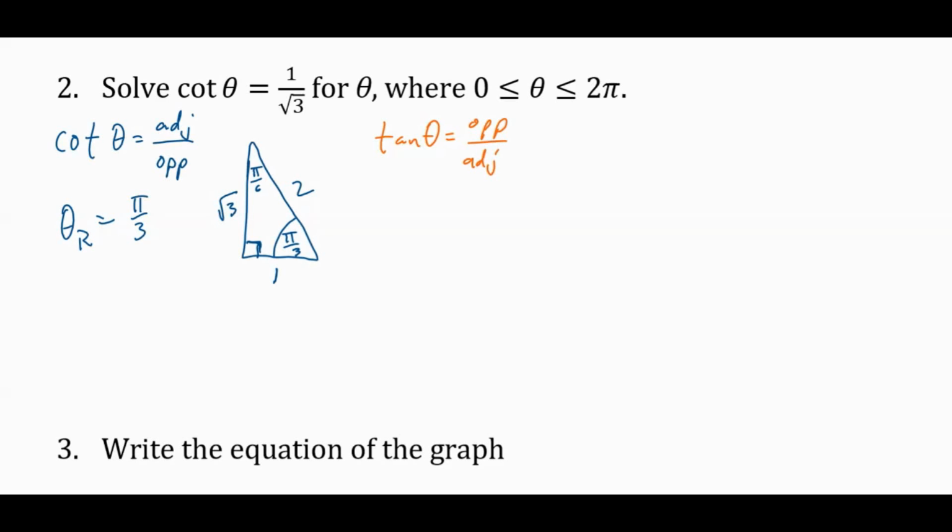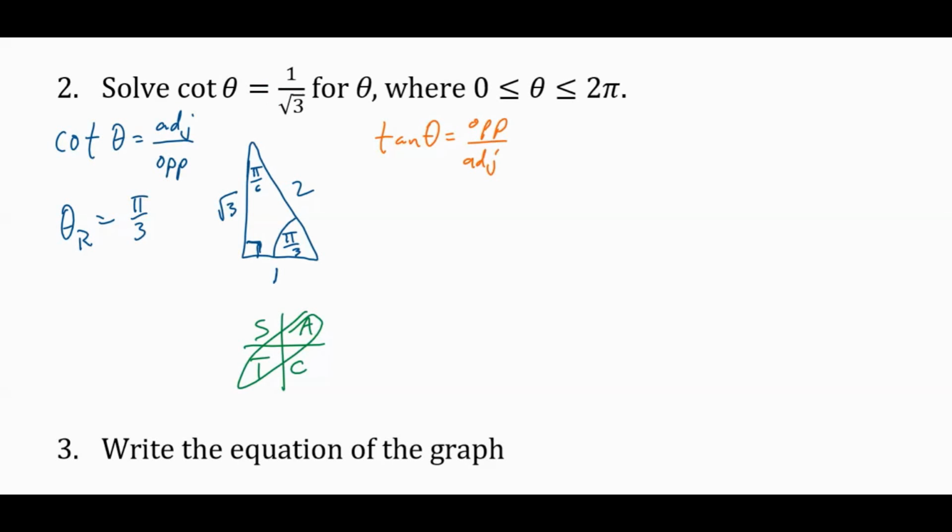What do we do next? So cast rule again. And it's cotangent, which is like tangent, positive. What do we mean by positive? Like the answer is positive that we're given. It's positive 1 over root 3. We could have been given negative 1 over root 3. So it is quadrants 1 and 3.